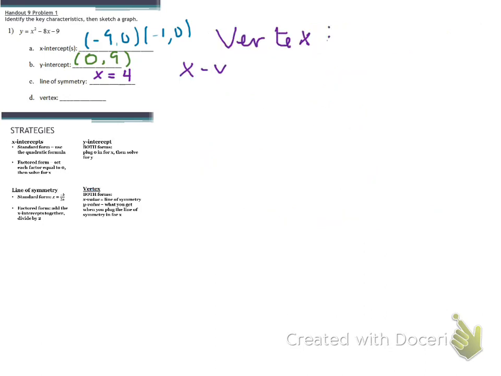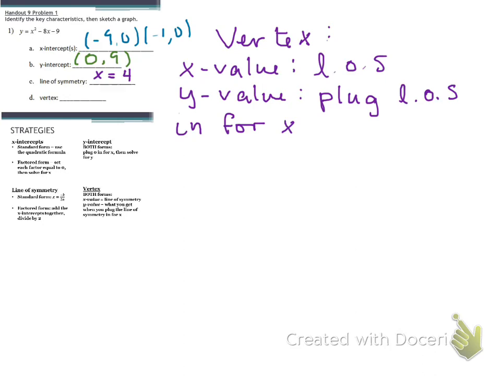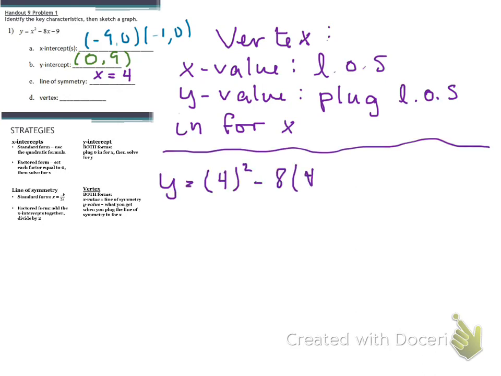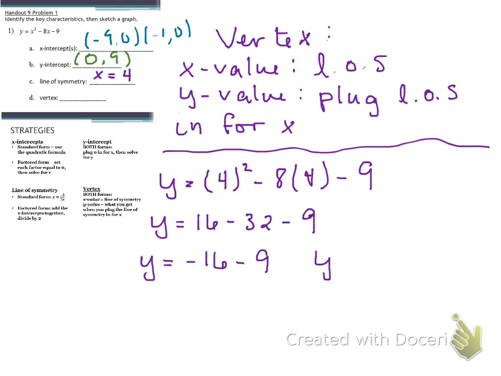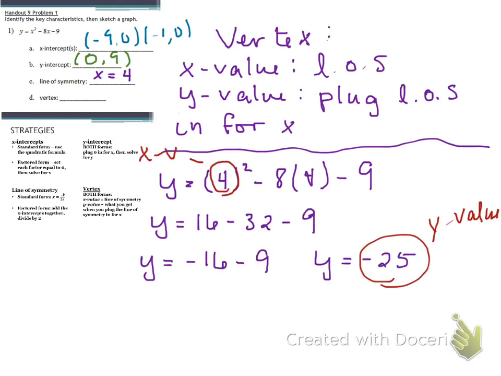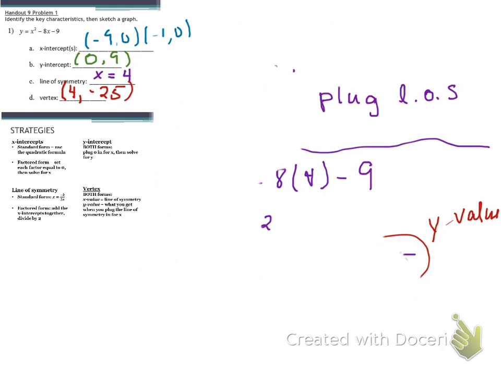For the vertex, the x value is the line of symmetry, and then the y value is the line of symmetry plugged in for x. So we'll have 4 squared minus 8 times 4 minus 9 because 4 is the x value. And so then we have 16 minus 32 minus 9, which equals negative 25. So 4 is the x value, negative 25 is the y value. Now we just have to put it in ordered pairs as 4, negative 25.